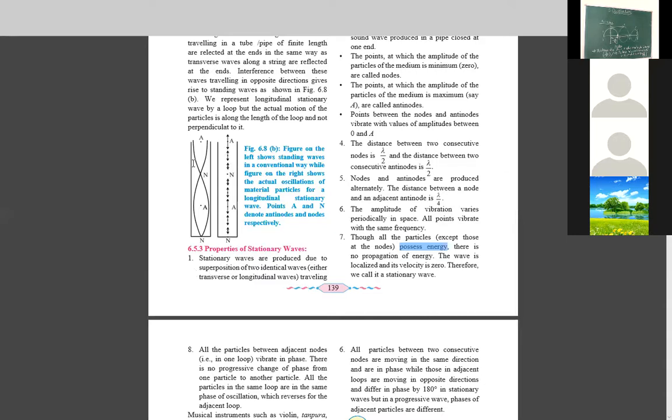Here you have one example, example number 6.3. That is homework for you. Let's see the question. The question says: find the distance between two consecutive nodes in a stationary wave on a string of frequency 64 Hz. The velocity of the progressive wave that resulted in the stationary wave is 48 meters per second. Okay. So you have to find the distance between two successive nodes. Use that formula and solve it at home. So this question is homework.